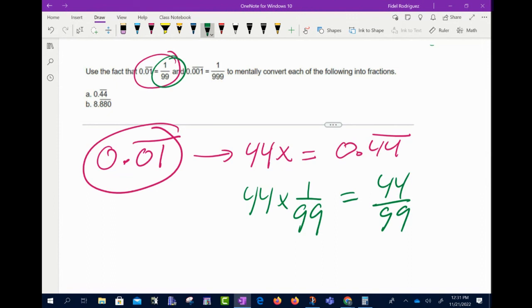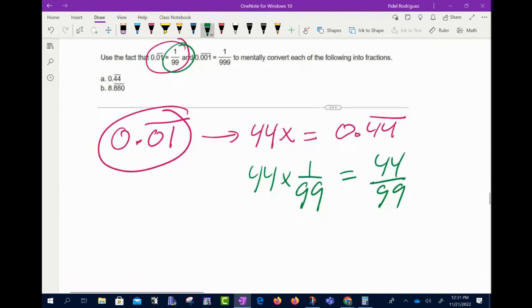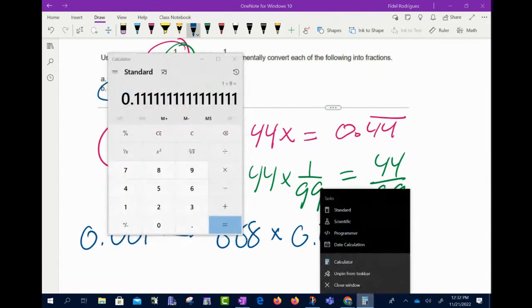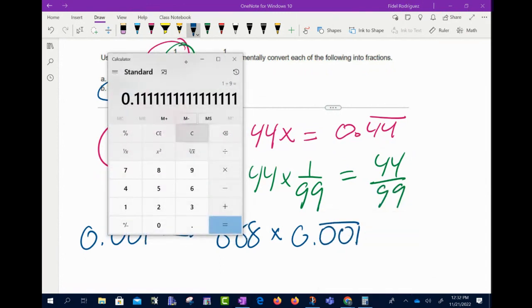All right. I'm going to do the same thing for the second part, y'all. I'm going to do a little stare and compare. Okay. So look, we have 0.001 repeating. Y'all, if I were to multiply that number by, let's see, 888. If I were to multiply that by 0.001 repeating, I just want to show y'all what I mean by that. Okay. So look, let me put it like this, 0.001.